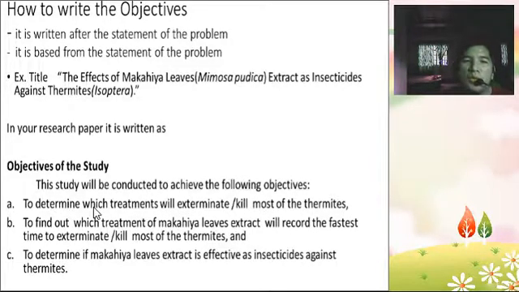So ito ay nag-base doon sa number 1, statement of the problem kanina, okay? To determine which treatment will exterminate or kill most of the termites. Letter B, to find out which treatment of makahiya leaves extract will record the fastest time to exterminate or kill most of the termites. So ito ay base doon sa statement of the problem number 2. Then letter C, to determine if makahiya leaf extract is effective as insecticide against termites. So ito naman ay base doon sa statement of the problem number 3. Okay? So ganun lang po ang magsulat ng objectives.